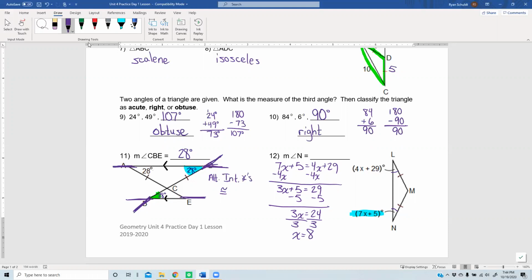But on this one, did they ask us to find x? No. They asked us to find the measure of angle N. So that means we have to plug it in. So 7 times 8 plus 5 is 61 degrees. There's our answer.